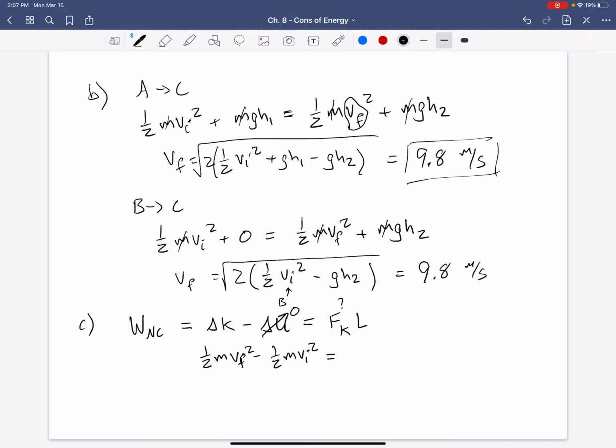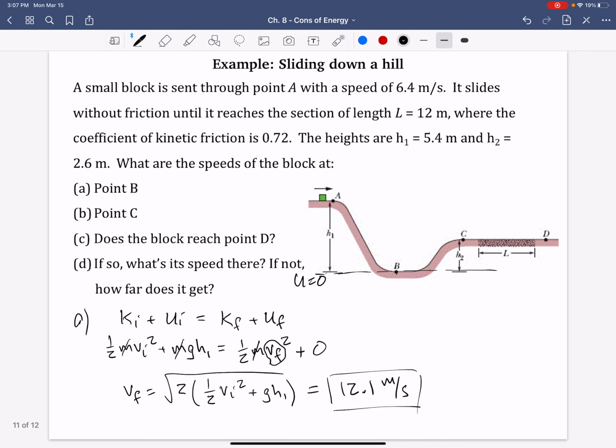What's Fk? Well, let me draw a tiny free body diagram over here. When the block is on that frictional path, there's a force of kinetic friction in that direction. But there's also the normal force, and that's counteracted by the gravitational force, mg.